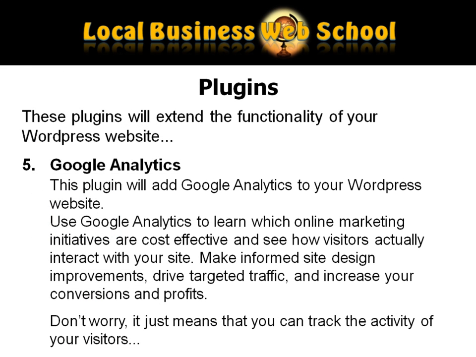The next plugin we're going to look at is the Google Analytics plugin. This plugin will add Google Analytics to your WordPress website. You can use it to learn which online marketing initiatives are cost effective and to see how visitors actually interact with your site. You can make informed site design improvements, drive targeted traffic and increase your conversions and profits. Don't worry about all of that. For now it just means that you can track the activity of your visitors. So let's go and get that set up.